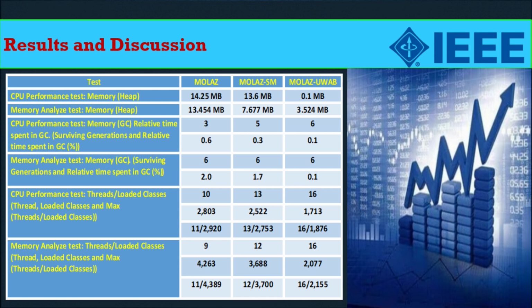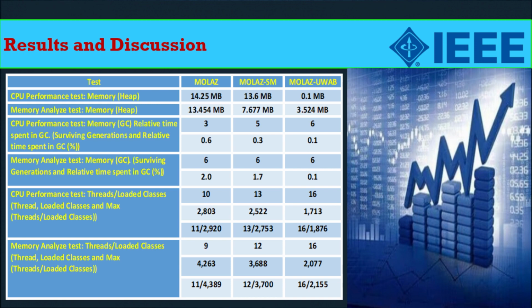When comparing surviving generations and relative time spent in GC in MOLAZ and MOLAZ Plus, SDA Plus, the relative time spent in GC in MOLAZ Plus was 0.1%, which is smaller than the relative time in MOLAZ, 0.6%, with the max relative equal to 0.6% and 2%. When applying the CPU performance test and the memory analysis test, the processor in MOLAZ Plus performs more consistently and at a higher speed than the processor in MOLAZ.